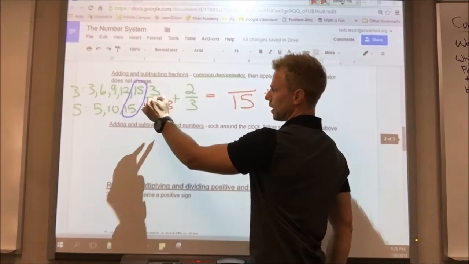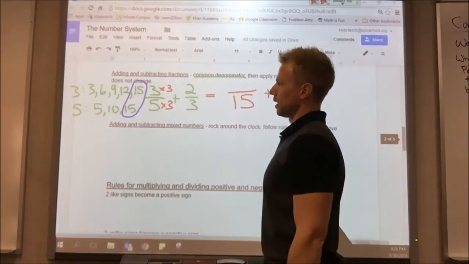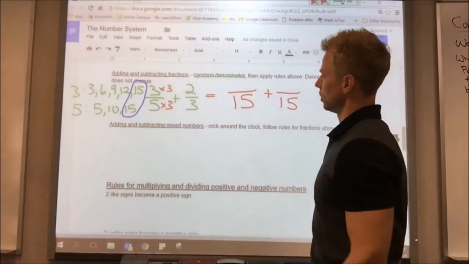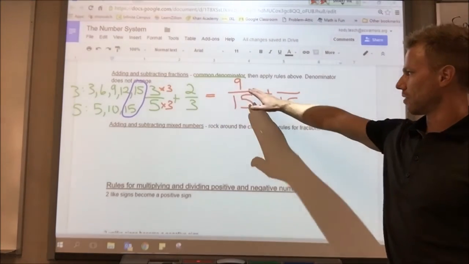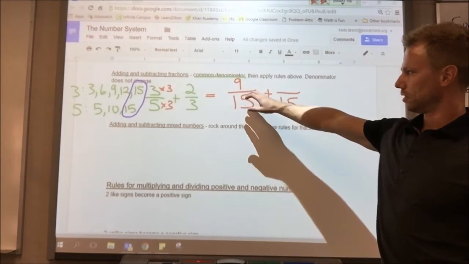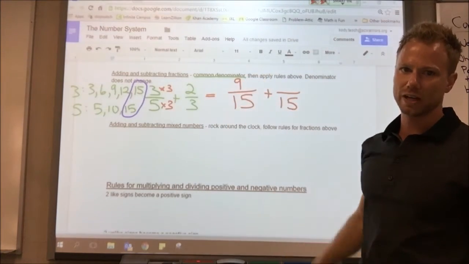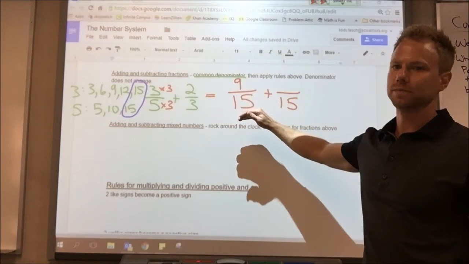So what we did to the bottom, we have to do the same on the top. So we're going to multiply 3 times 3, just like we multiplied 5 times 3. 3 times 3 is 9. So now we have our fraction. Since we multiplied top and bottom both by 3, we didn't change the value of the fraction at all. We just made it look a little bit different.